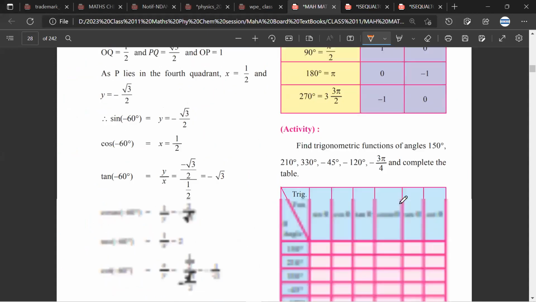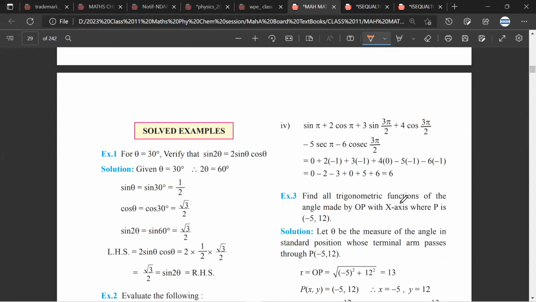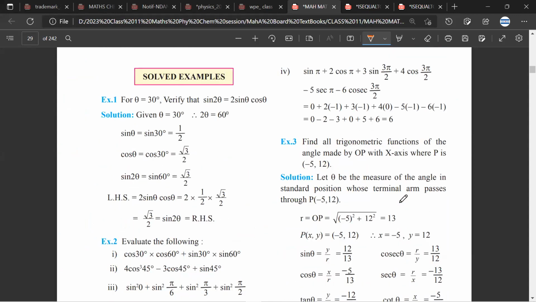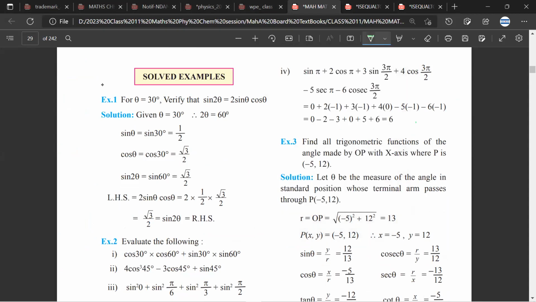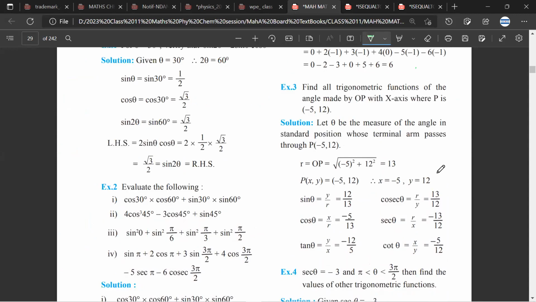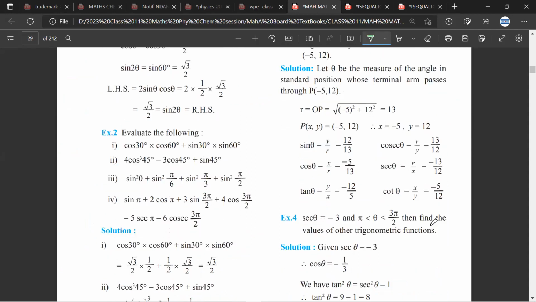And as a homework, what you can do now. Okay, I'll mark this on this PDF. Try to do first the unsolved questions. Okay. Example 3, example 4.